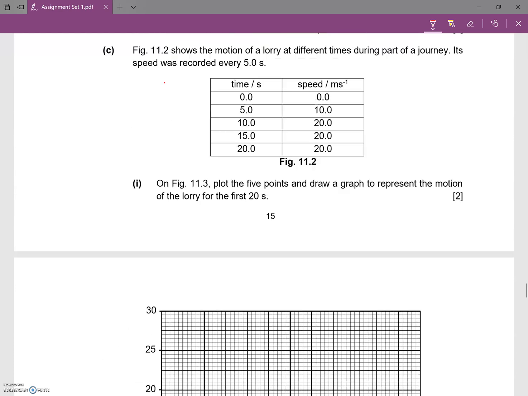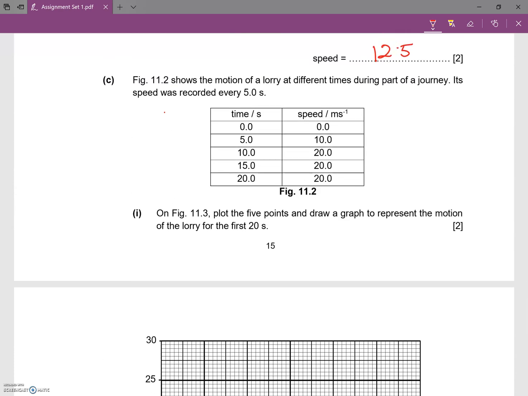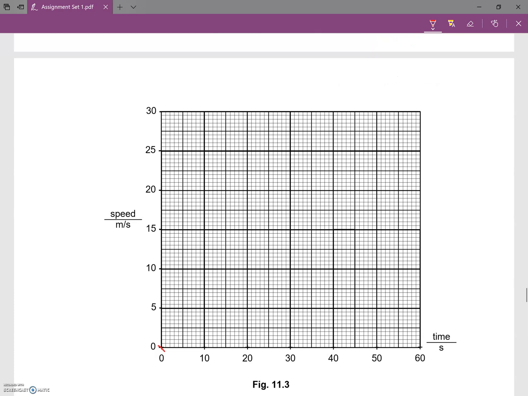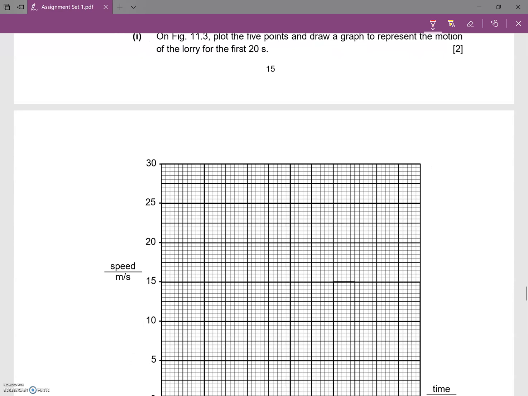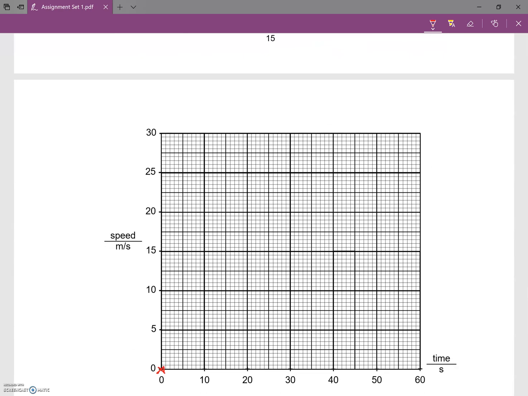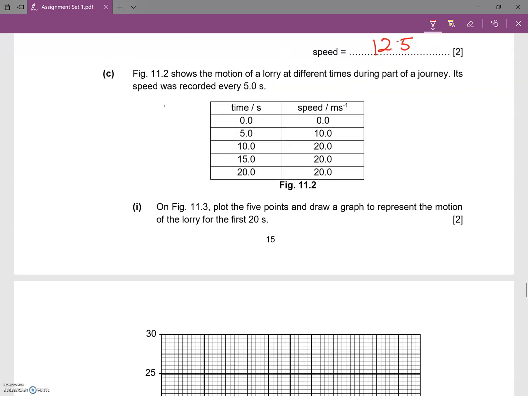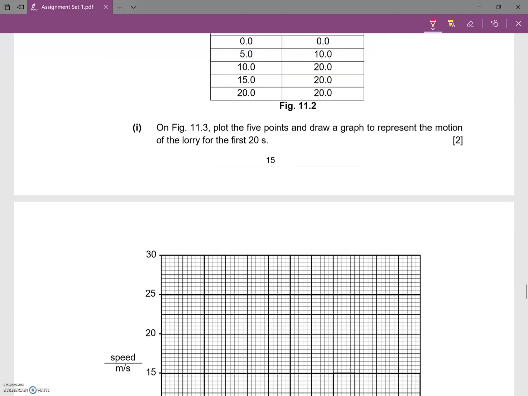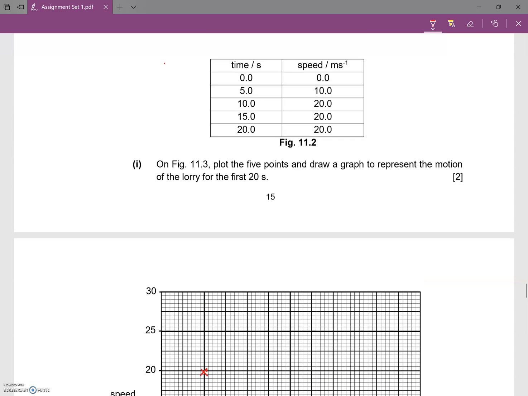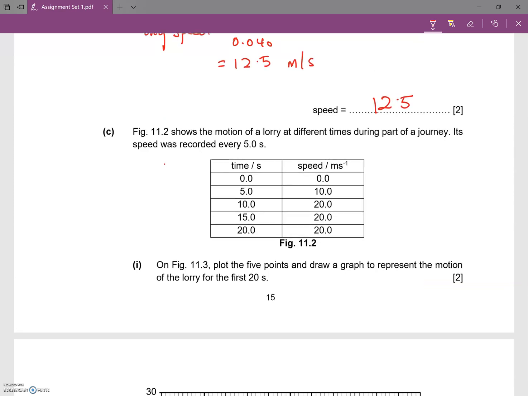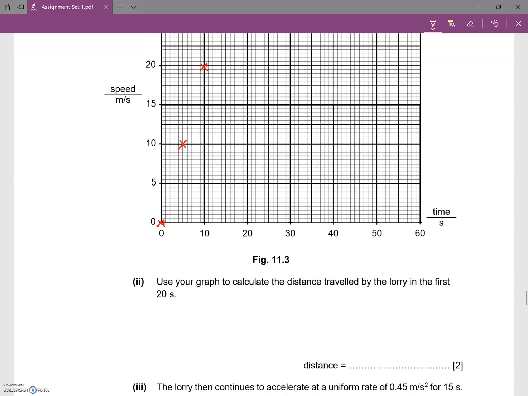At time equals 0 seconds, the speed is 0. So we plot over here. When it's 5 seconds, it is 10 meter per second. At 10 seconds, it is 20. At 15 and 20 seconds, the speed remains at 20.